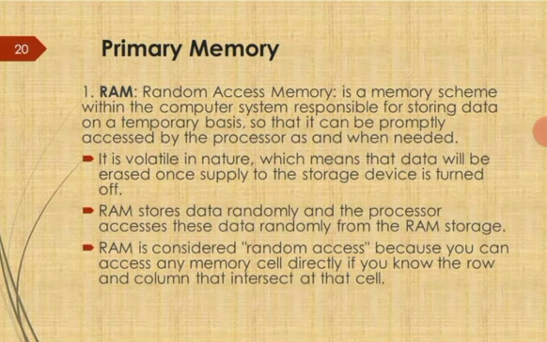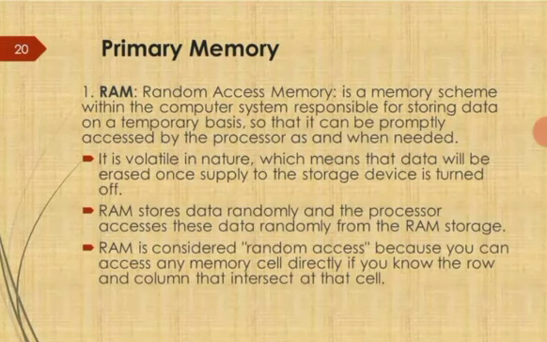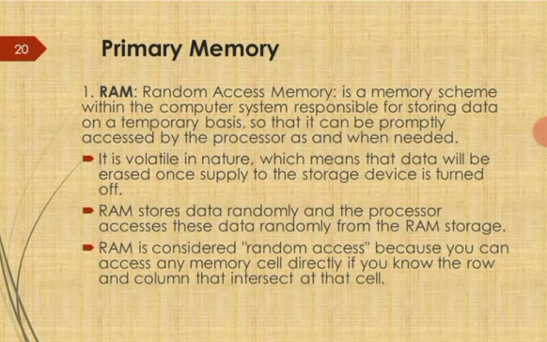So it is also volatile in nature, which means that data will be erased once supply to the storage device is turned off. Whenever the power supply to that computer is disabled, then the information in a RAM, in a random access memory, is lost. It is wiped off.